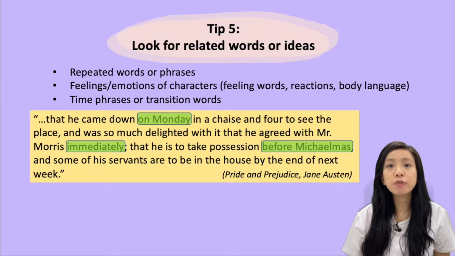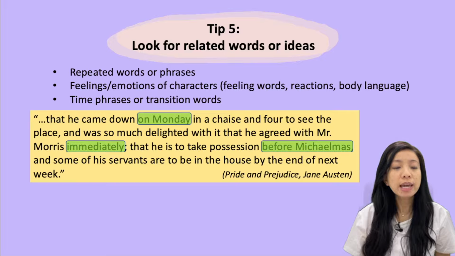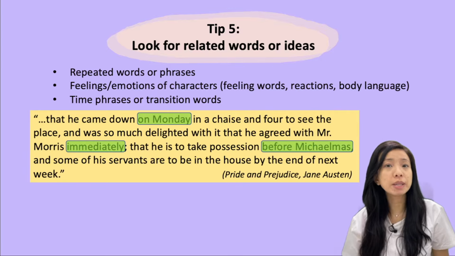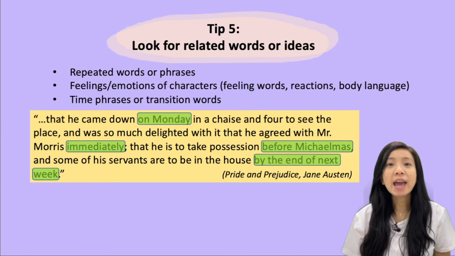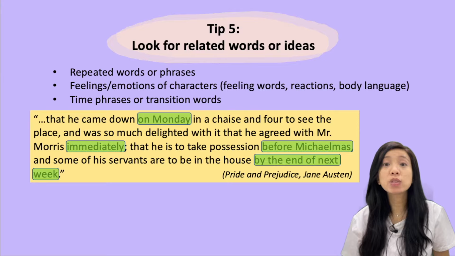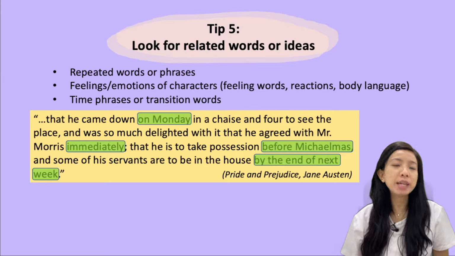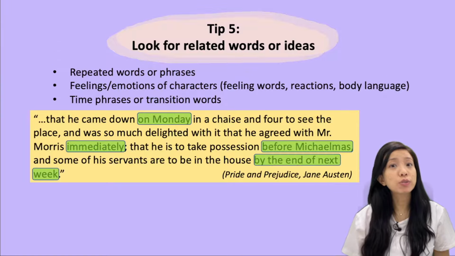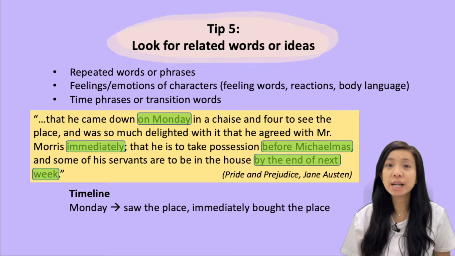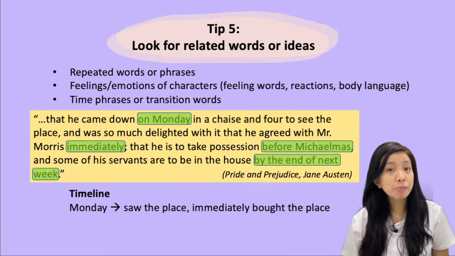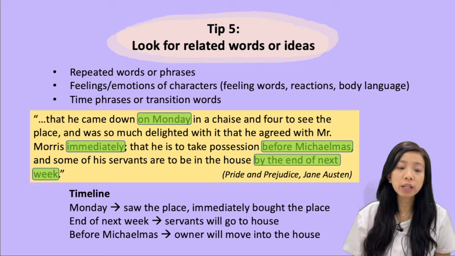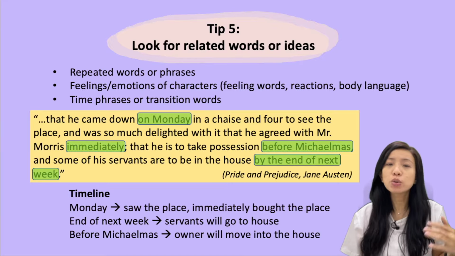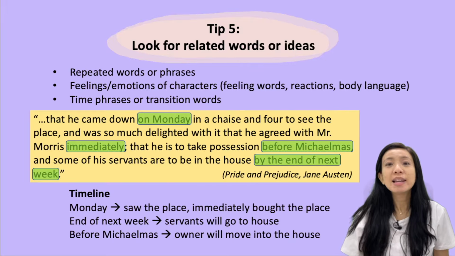The next phrase is before Michaelmas. Now, if you notice here, it says he is to take possession before Michaelmas. That means he's going to be the owner of the place before this particular date, which is Michaelmas. And the last one is by the end of next week. So his servants are actually going to be in the house before the man moves into the house. So let's see the timeline. Monday, he saw the place, he immediately bought the place. The end of the next week, the servants will go to the house, and before Michaelmas, the owner will move into the house. So notice how using all these time phrases actually helped me understand what's going on in the story.